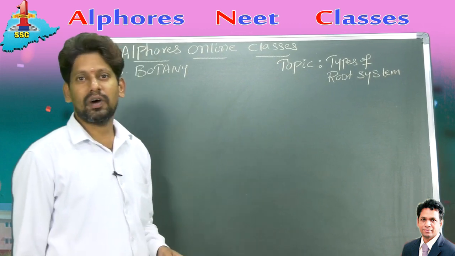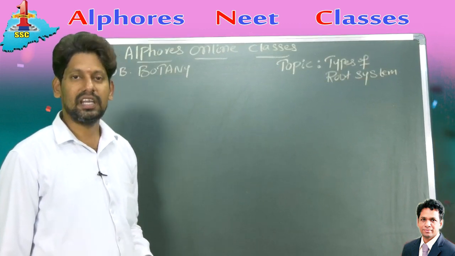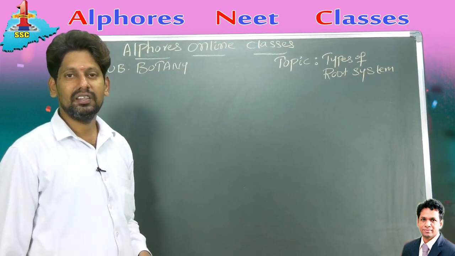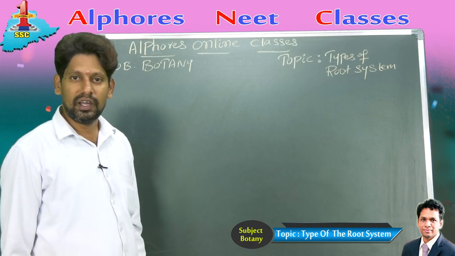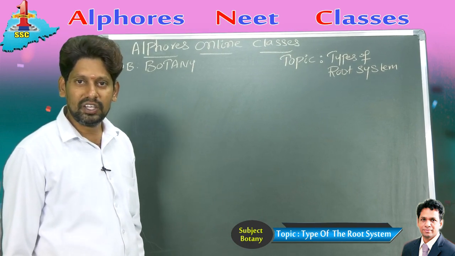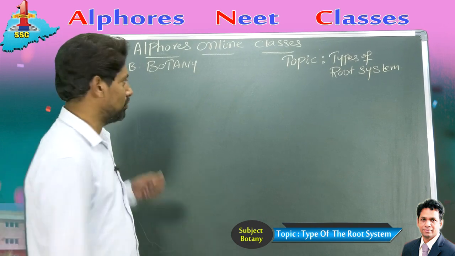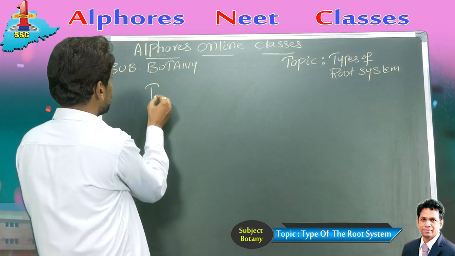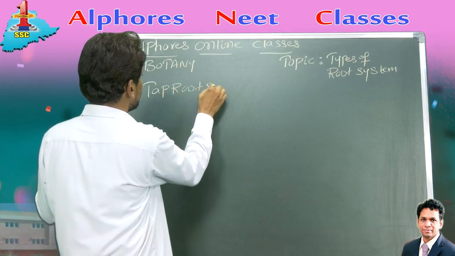In angiospermic plants, how many types of root systems are present? In angiospermic plants, 3 types of root systems are present: taproot system, fibrous root system, and adventitious root system. Yesterday we discussed the taproot system.